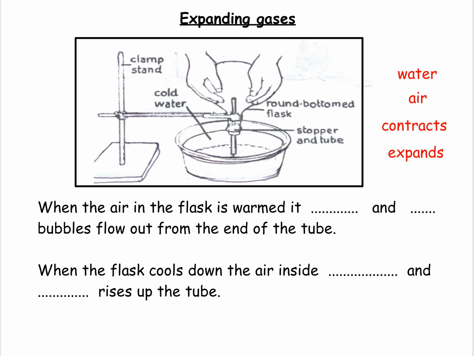I'm going to complete the sentences now. You just put in the red words. When the air in the flask is warmed, it expands and air bubbles flow out from the end of the tube. You saw that. You saw the bubbles coming out at the start. However, you remove the hairdryer and the following happens. When the flask cools down again, the air inside contracts, and so water rises up the tube. You saw that as well.